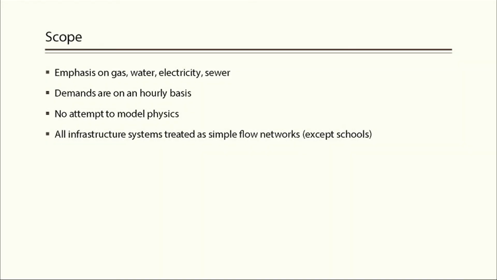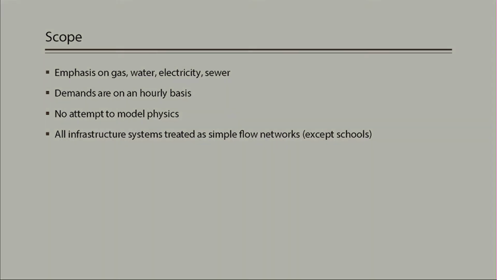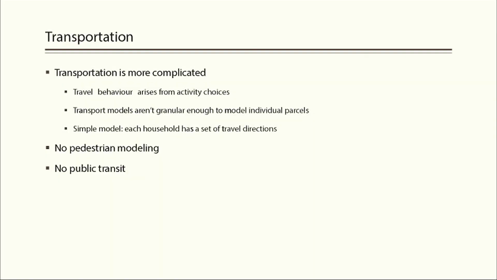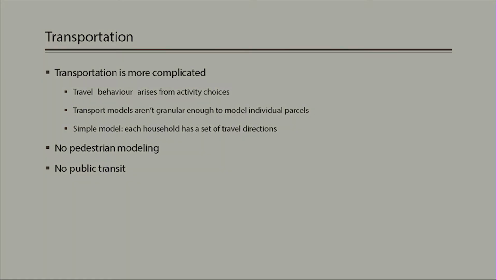Our emphasis is on a key set of systems including gas, water, electricity, and sewer systems. Demands are on an hourly basis, and we make no effort to model physics. Most infrastructure systems except schools are treated as simple flow networks. Lastly, transportation is a little bit more complicated. Transport models generally aren't granular enough to model individual parcels. As a result, we provide a simplification that we'll describe later.